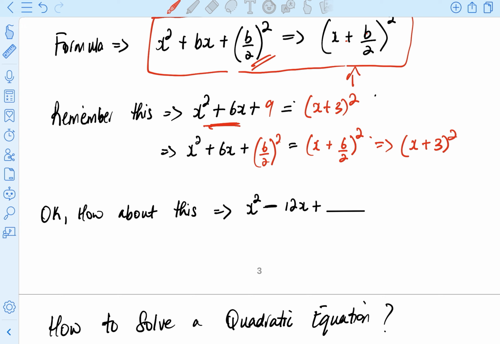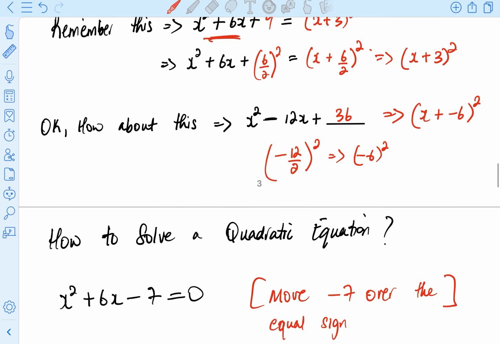X squared minus 12x. Well, negative 12 divided by 2 squared would be negative 6 squared, which would be 36. How would we write it? It would be x plus whatever we had here, b over 2, which is negative 12 over 2, which should be negative 6, all squared.